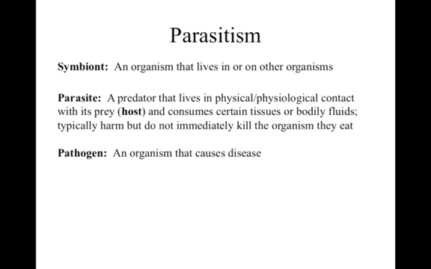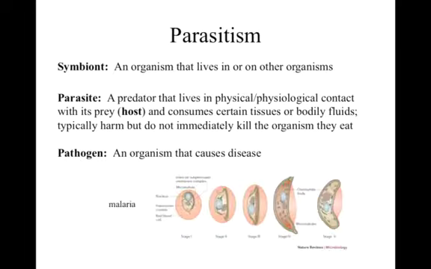A pathogen is an organism that causes disease. And so a good example is malaria. Malaria is a symbiont to the extent that it lives in or on other organisms. It lives in or on people. It's also a parasite because it lives in physiological contact with the human, in human cells, and it actually consumes part of the human tissue to grow, part of the red blood cells. It's also a pathogen because, as most of you know, malaria causes disease. It causes one of the largest burdens of disease across humans worldwide.